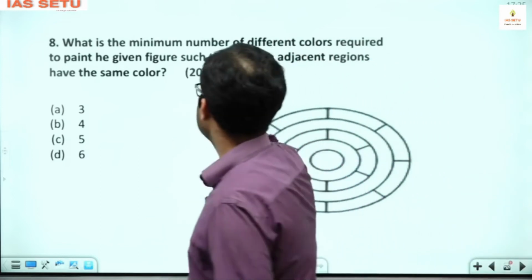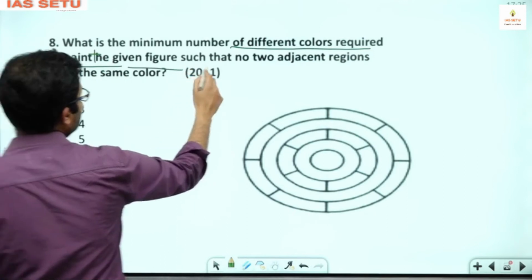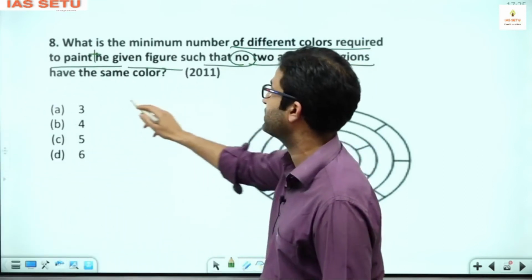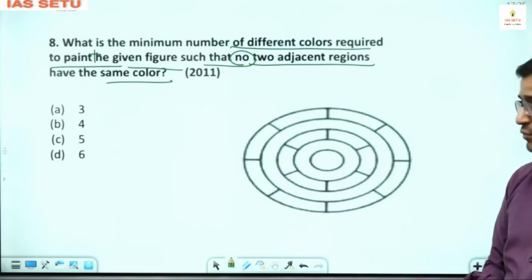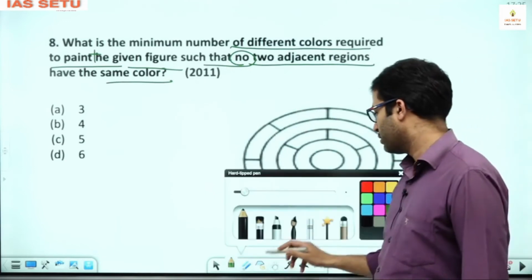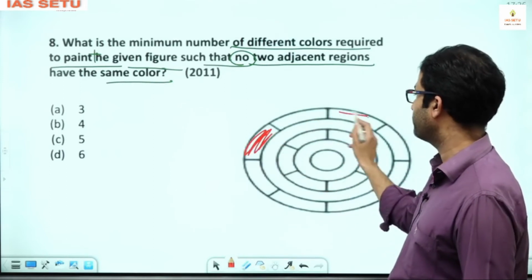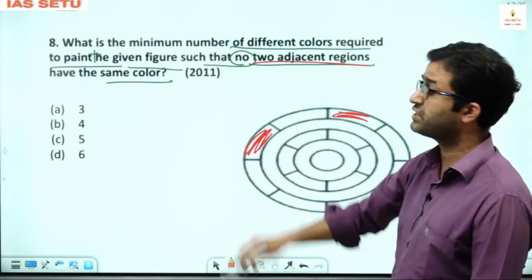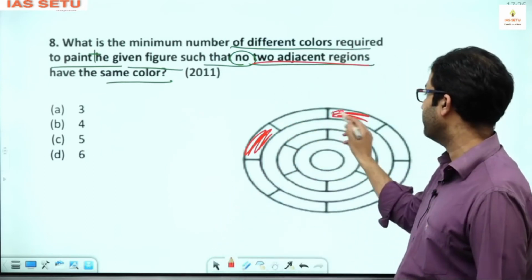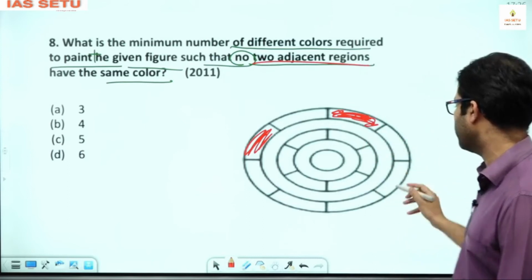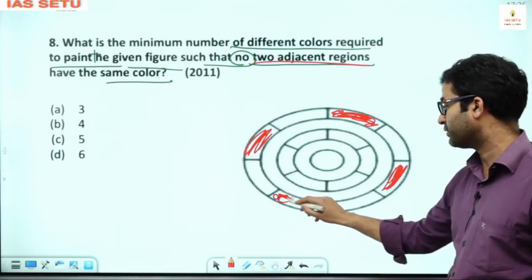Question number 8: what is the minimum number of different colors required to paint the given figure such that no two adjacent regions have the same color? Minimum number of colors required: so I paint this red, I leave this because no two adjacent regions have the same color, so I cannot put red here. So here I leave this, here I put red, I leave this, I put red color here, I leave this, I put red color here.